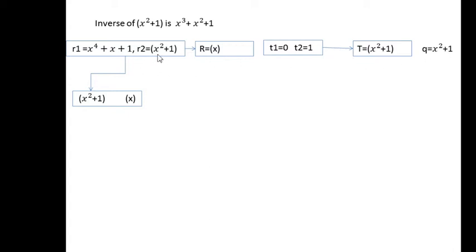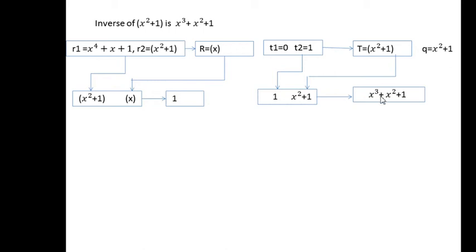Then r2 is placed here as r1, r is placed here, and then the remainder is 1. Again x square plus 1 is divided by x, and the remainder is 1, and t2 is placed as t1 and t is placed as t2. The t is calculated by the formula, and it is x to the power of 4 plus x square plus 1, and here q is equal to x.